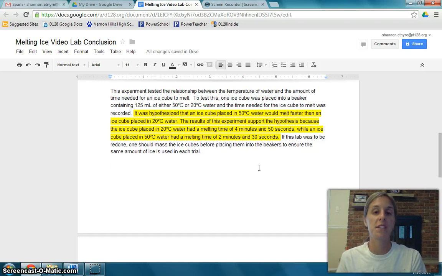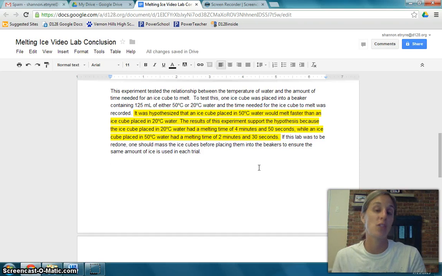So the results of this experiment support the hypothesis because the ice cube placed in 20 degrees Celsius water had a melting time of 4 minutes and 50 seconds, while the ice cube placed in 50 degrees Celsius water had a melting time of 2 minutes and 30 seconds. So right there, I've put my data in my conclusion and I've said, I know my hypothesis was supported because my hot water melted in this time and my cold water melted in this time. And that is what supports my hypothesis. So we have drawn our conclusion at this point. Now, our labs aren't always going to be this simple, so our conclusions will be a little bit more extensive, but for something this simple, your conclusion is basically done.